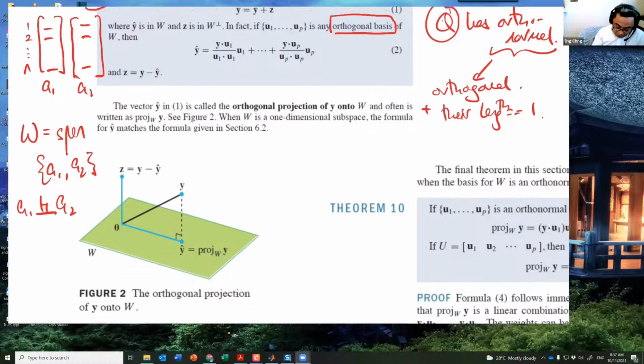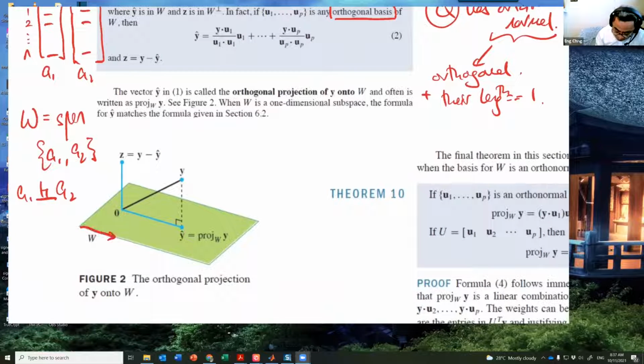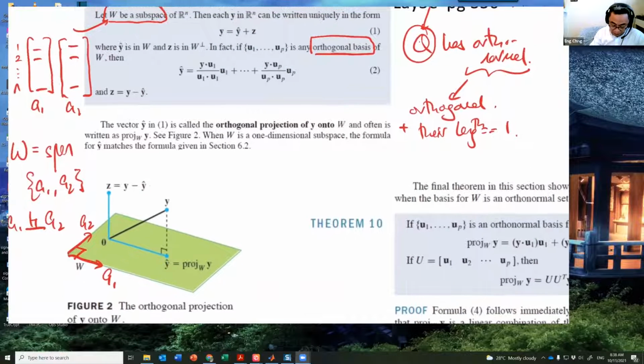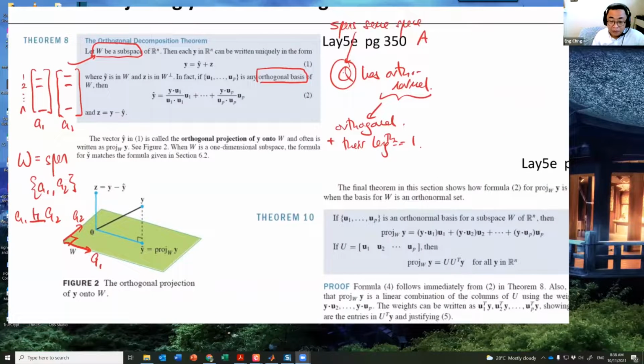So how would it look? One vector will be pointing to here, which is called A1. The other vector, which is at a right angle to it, will be A2. And the green plane is the span of A1 and A2. So this is how we can visualize what this green plane is. It is the span of these two independent vectors.